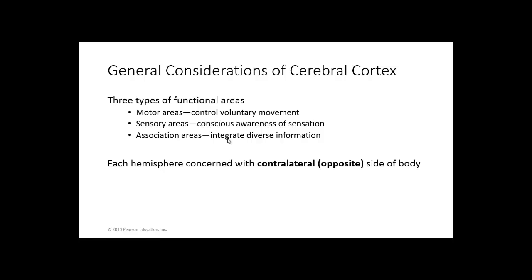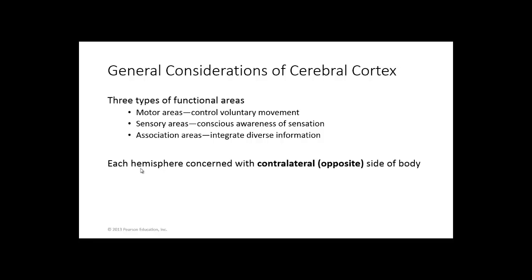So when we look at the hemispheres of the cortex, we have the left and right hemisphere. The left side of the brain controls the right side of the body. It also receives sensations from the right side of the body. And the opposite is true for the other side. So the right side of the brain receives information from the left side of the body, and the right side of the brain controls the left side of the body.